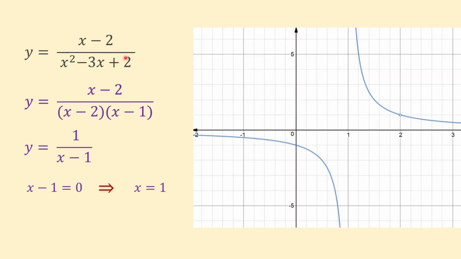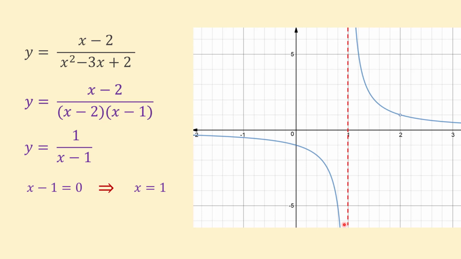Let's take a look at the graph of this function and its vertical asymptote. This dashed line is x equals 1. And again, as you can see, the graph of the function approaches and gets closer and closer to this vertical line.